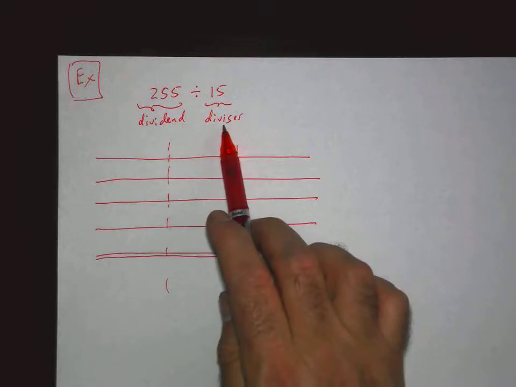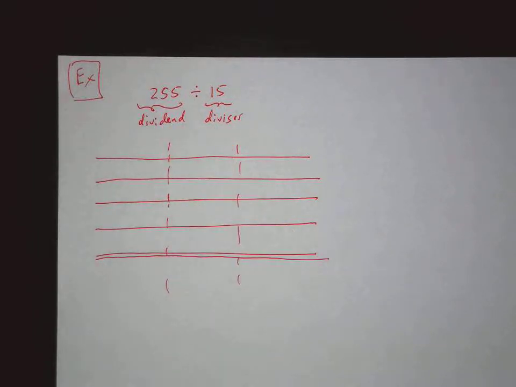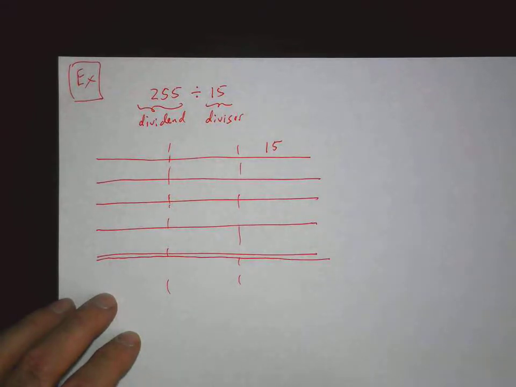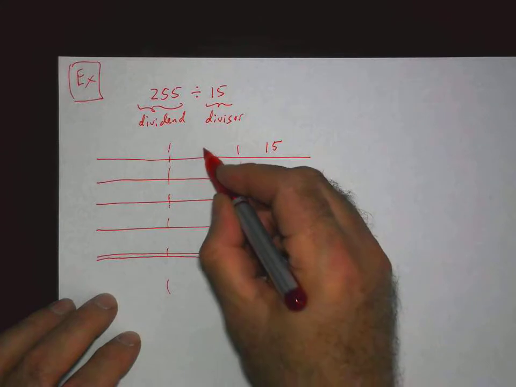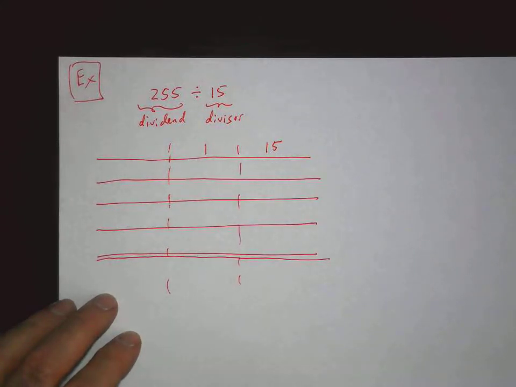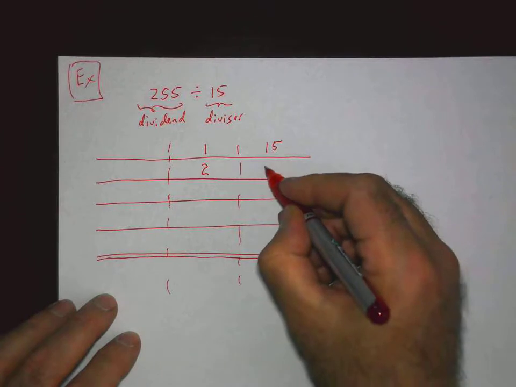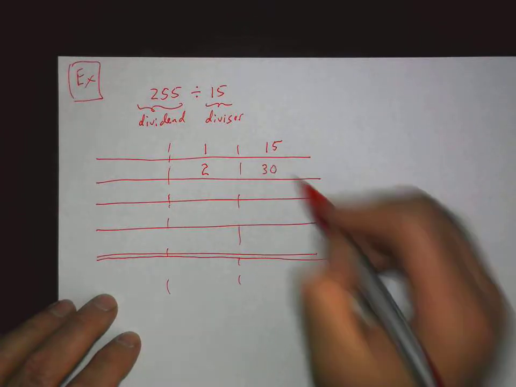255, the dividend, divided by 15, the divisor. What we're trying to do right now is express the dividend as the product of the divisor times the sum of powers of 2. So we'll begin with the divisor itself, 15, and we'll multiply it by the smallest whole number power of 2, that's 2 to the 0. Then we'll take 15 and multiply it by the next largest power of 2, 2 to the first. And our divisor 15 times that power of 2 is 30.